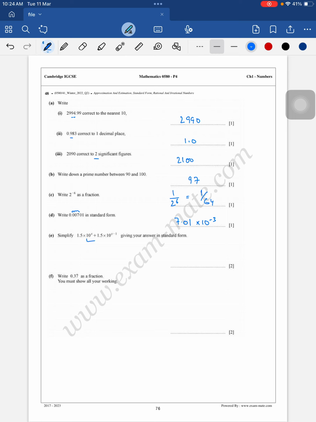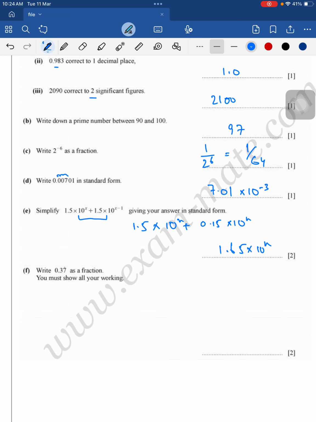When we are adding in indices, we have to make sure that the power is the same. So 1.5 exponent x minus 1 can be written as 0.15, right? 0.15 exponent x. So 1.5 exponent x plus 0.15 exponent x will be 1.65 exponent x. Okay, write 0.37 recurring as a fraction. You must show all your working.